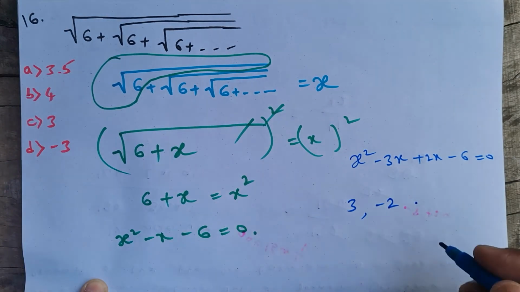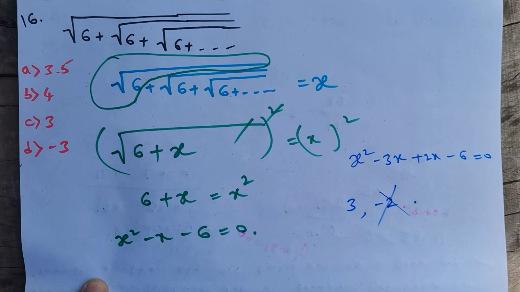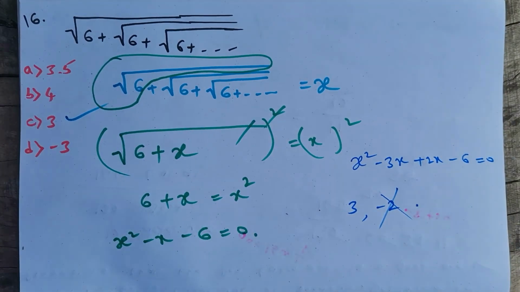Inside of the square root negative numbers won't be there, so plus 3 is the value. So it means option C is the correct option.